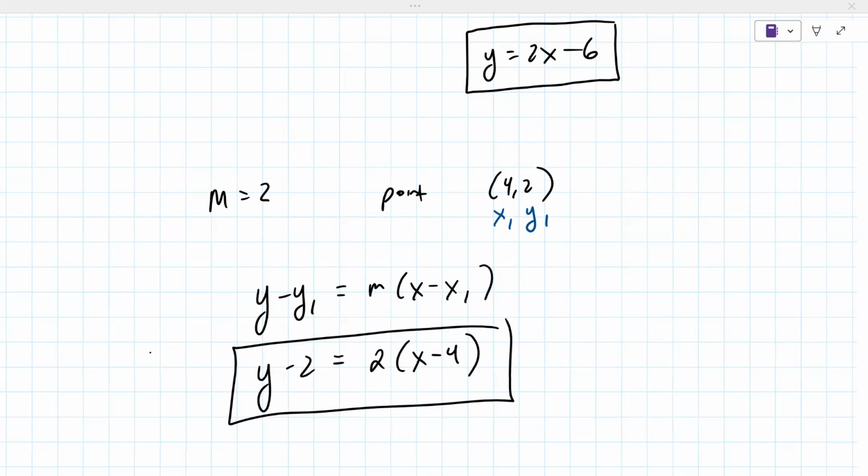Okay, you ready to move on to part C? Yeah. Which is completely unrelated to A and B, but you know. I didn't make this up.